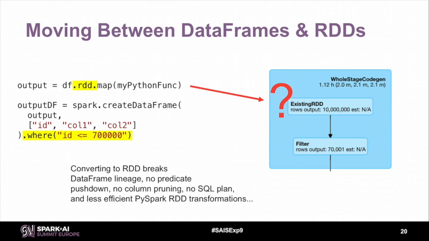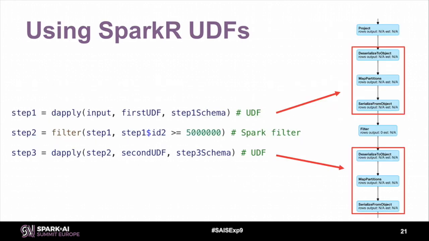So basically, again, you lose the predicate pushdown, the column pruning, and again, the less efficient PySpark RDD interface. So for SparkR, this is another thing that I've seen from time to time from SparkR users.